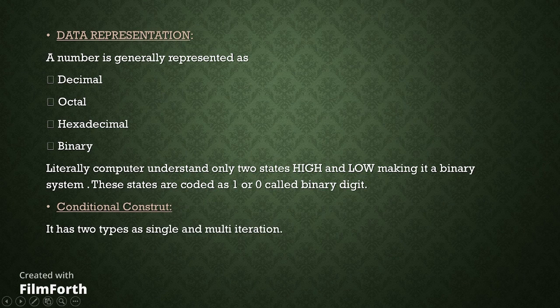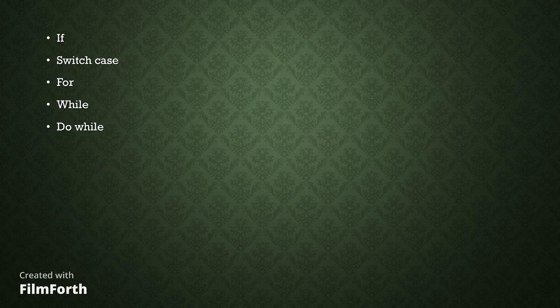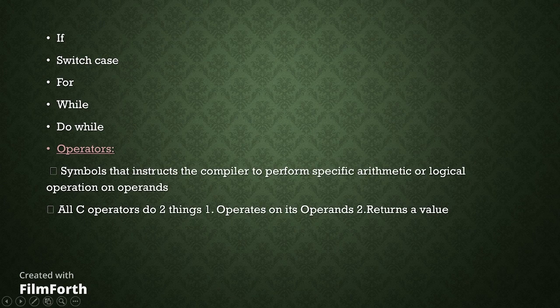Next, we saw about the conditional constructs. They have two types, single and multi-iteration. The conditional constructs consist of if, switch case, for, while, and do while. Next, we saw about the operators. Symbols that instruct the compiler to perform specific arithmetic or logical operations on operands are known as operators. All C operators do two things. They operate on their operands and return a value.